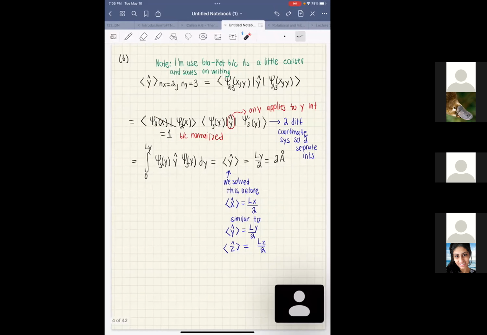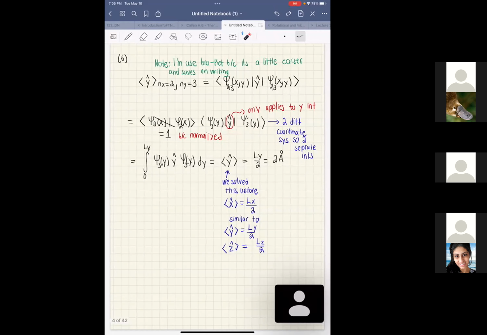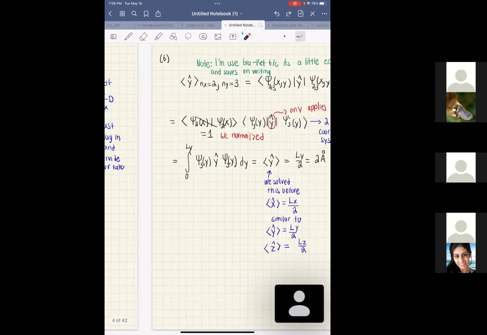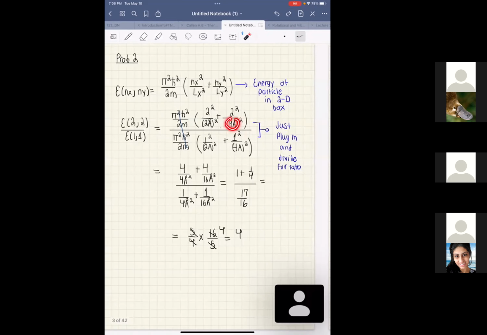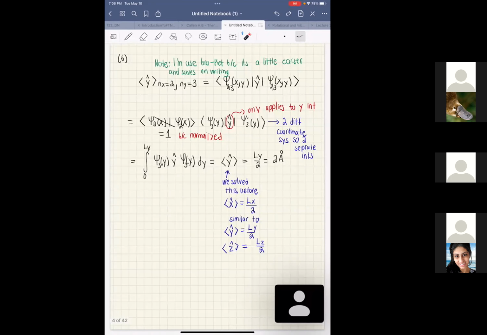And for this here, since we know that the expectation value of x is Lx over 2, it's the same thing for y, which is Ly over 2. So you don't need to solve the whole integral. You just need to equal it to Ly over 2. And you're given what Ly is, which is, I believe, 4 angstroms. So it's just 4 divided by 2, which is equal to 2 angstroms.